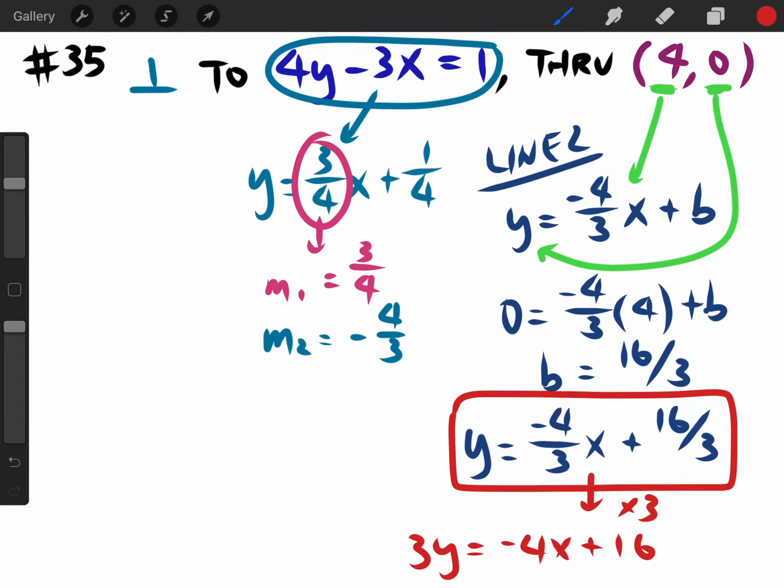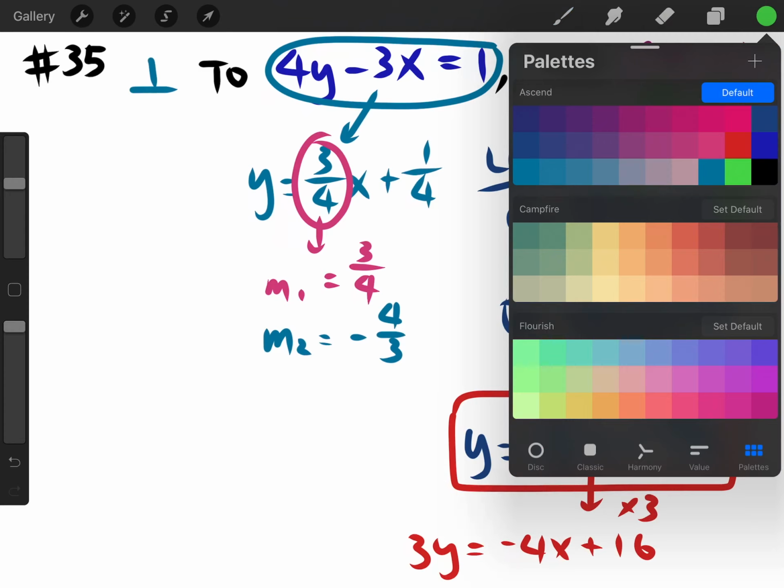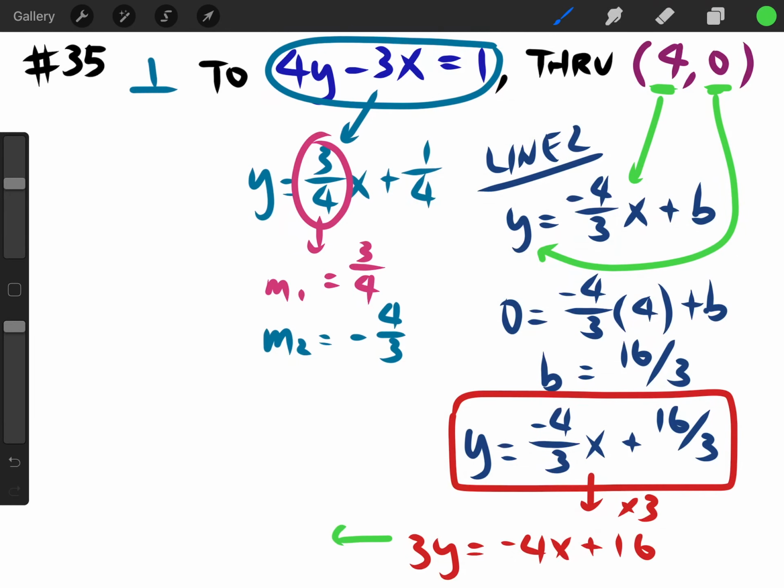Just go ahead and rearrange it. So you're going to have 4x plus 3y minus 16, which equals 0. That will be your answer right there.